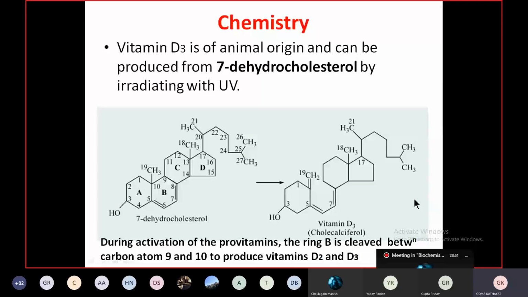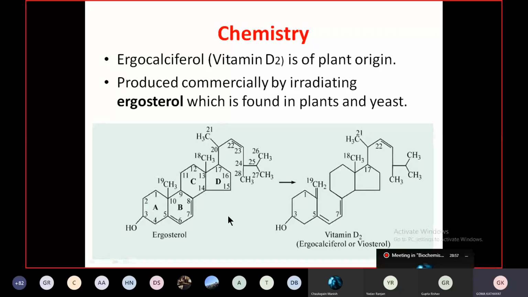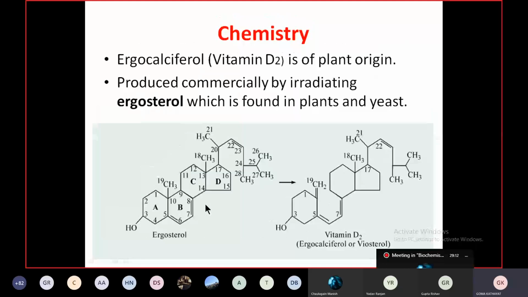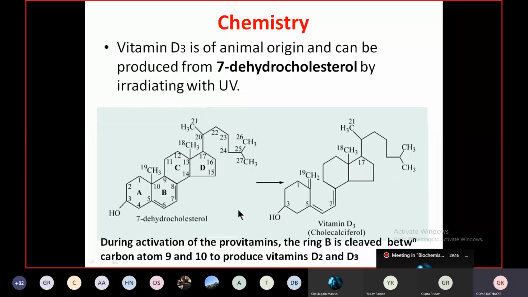Between the structures of 7-dehydrocholesterol and ergosterol, the only difference is the presence of a double bond and a methyl group. Ergosterol contains this additional methyl group as well as the double bond. Both of these, 7-dehydrocholesterol and ergosterol, are provitamins.